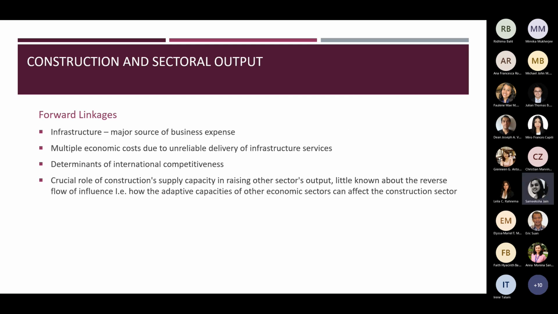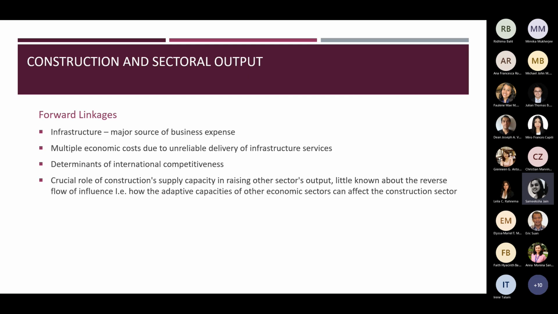Again, when looking at forward linkages, we also have to look at infrastructure as a major source of business expense. And what happens is that there are multiple economic costs that can be associated if there is an unreliable delivery in the infrastructure services, and lack of access to infrastructure services can therefore result in multiple economic costs, such as direct cost of production delay, loss of perishable raw material, output cost of underutilization of capacity, etc.